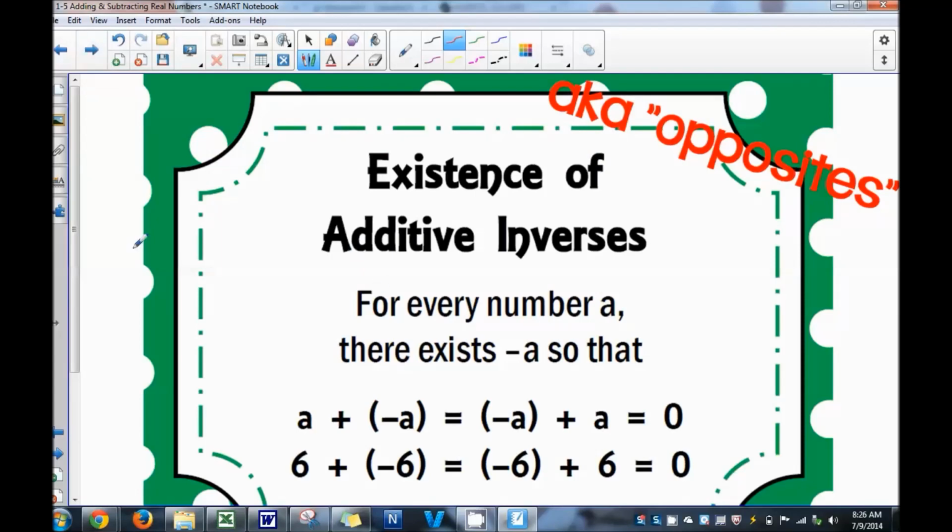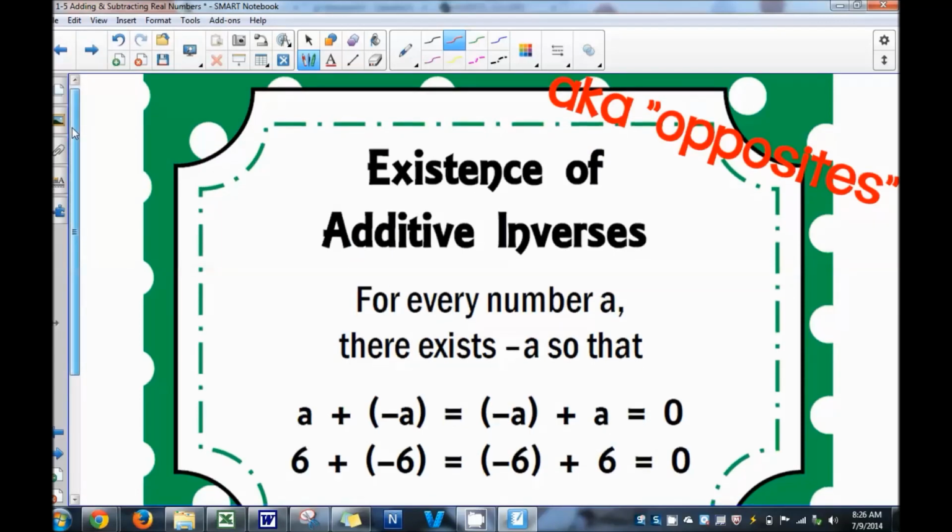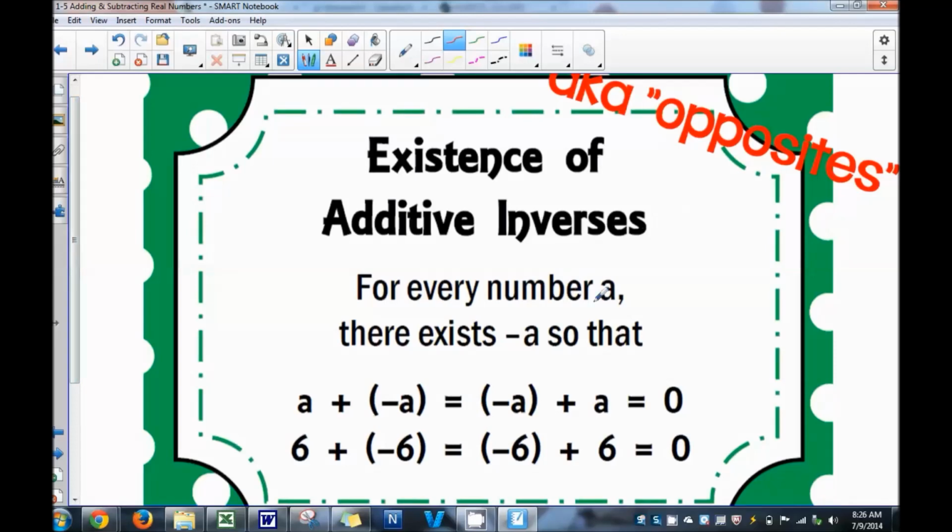The existence of additive inverses is a property, and what it says is that for every number a, not like a variable, whatever number that could be, there exists the negative form of that number, -a, so that the number plus its negative is equal to its negative plus its positive, and that's going to equal 0. So put some numbers with this. 6 plus -6, of course, is the same thing as -6 plus 6. What that's telling you is the order doesn't matter, and it's 0. This is also known as a number's opposite.